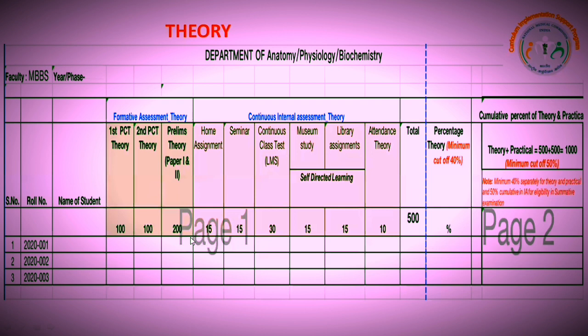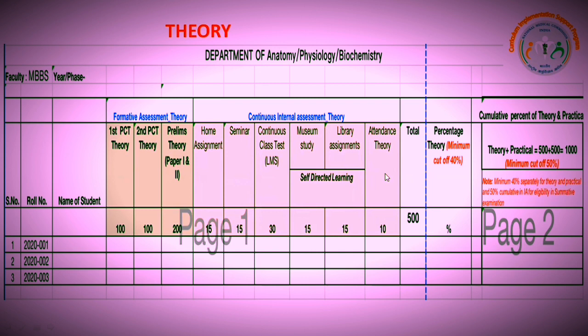But if we see continuous internal assessment, it rounds up about 100 marks, but it has been subdivided further. So there's clear demarcation. First, home assignments have been allotted 15 marks, then seminar 15 marks, continuous class test for 30 marks, and self-directed learning, which is further divided into museum study and library assignments for 15 marks each, and theory attendance for 10 marks, which contributes a total of 500 marks.